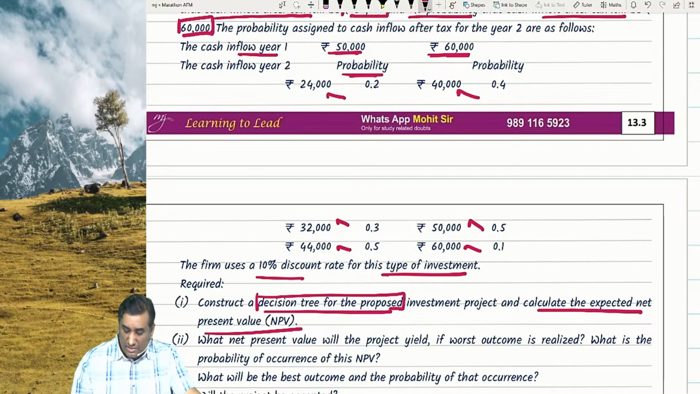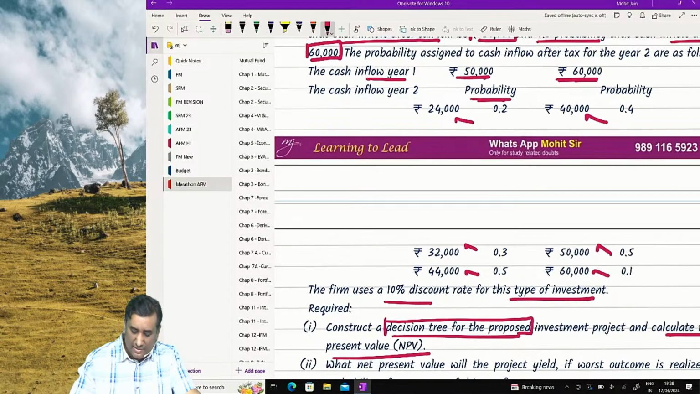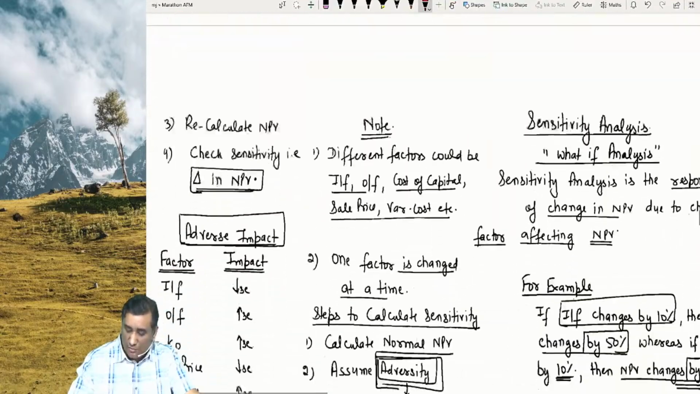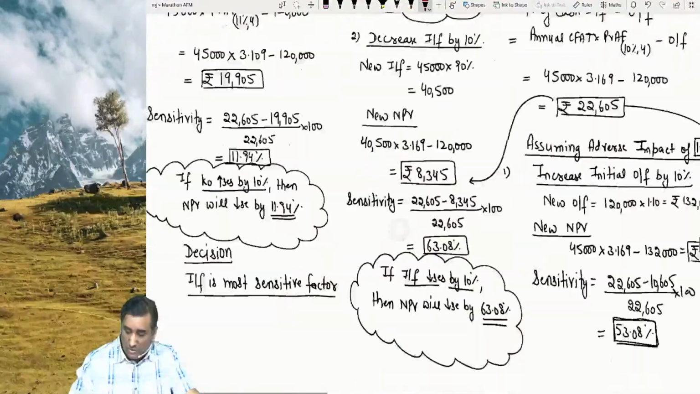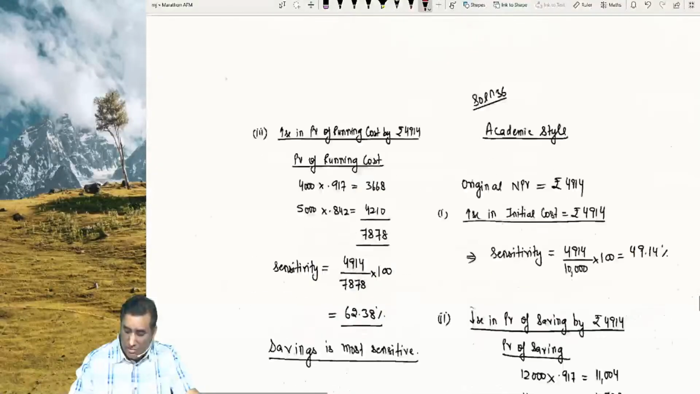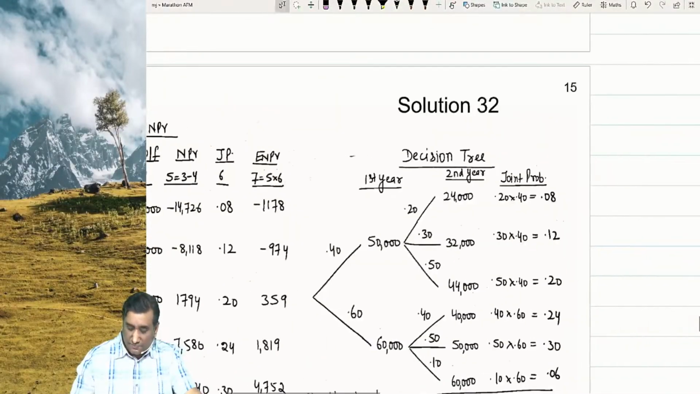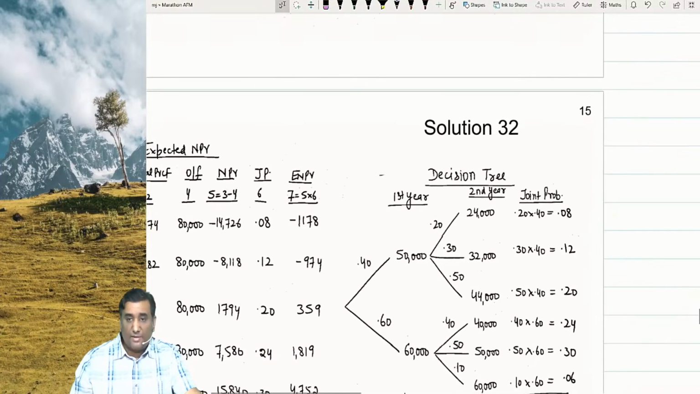Actually, this is called a path approach. We make different paths. I can do it in a simpler way also, but generally we do it using a path approach. There are 6 events which take place, so there are 6 paths. Look up please. I am on slide number 15.